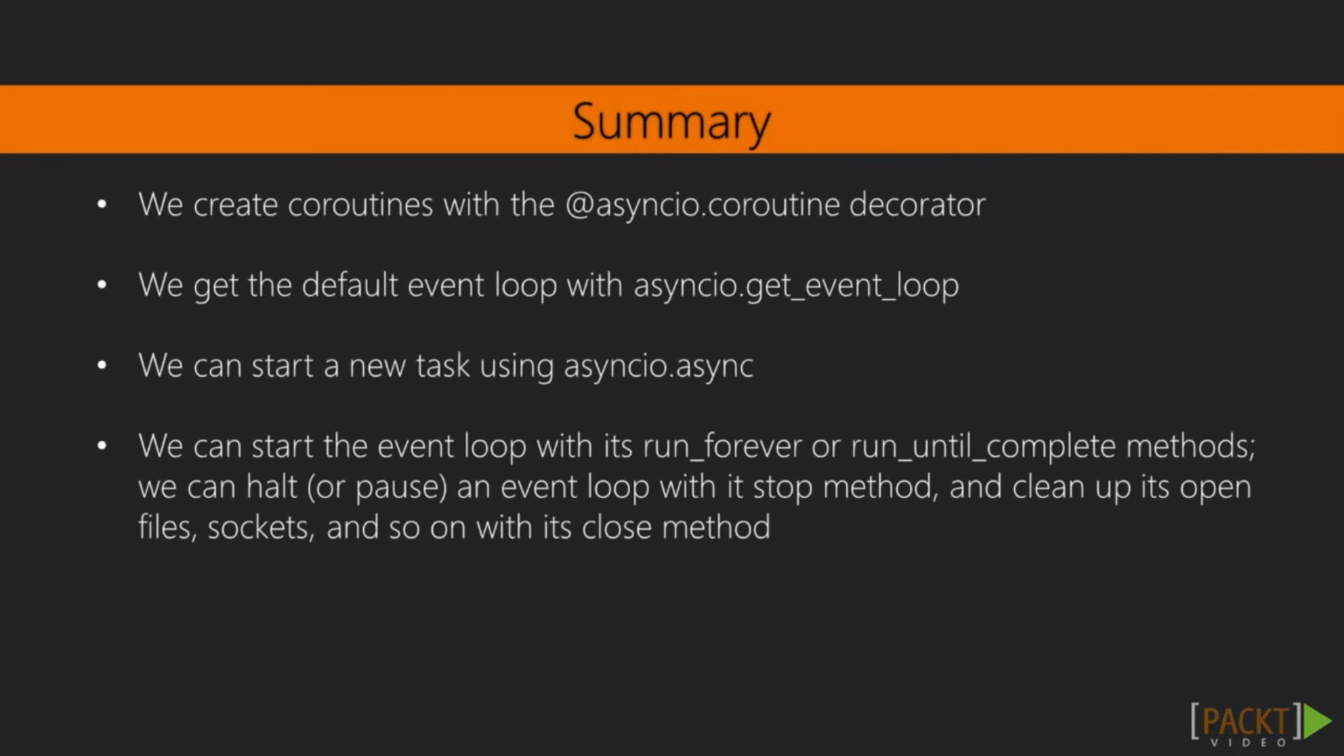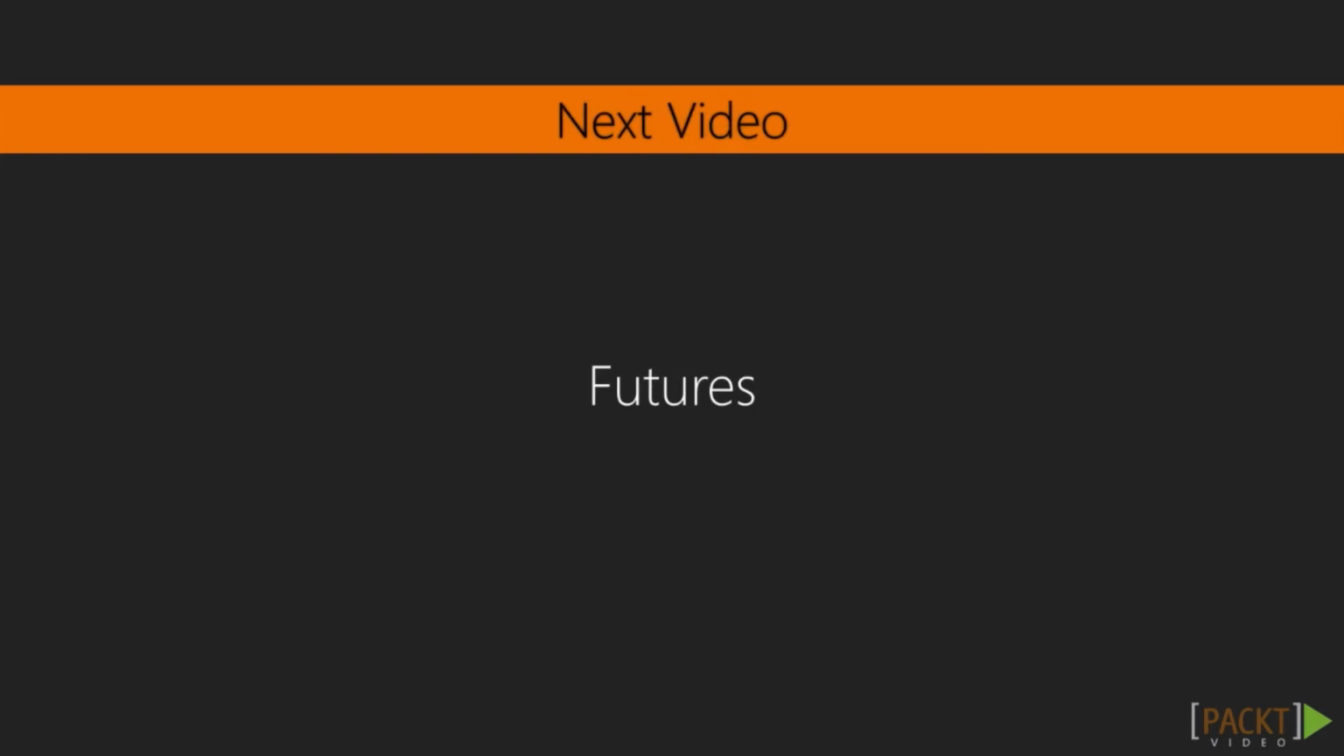So, coroutines are created using the asyncio.coroutine decorator, and there's a default event loop already set up for us. The asyncio.async function lets us launch a new parallel task, and we can run the event loop either forever, or until we stop it explicitly, or until a specific process ends. In the next video, we're going to look at asyncio's future class and how it's used.